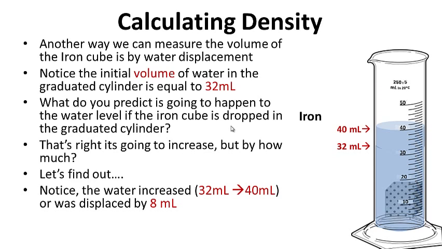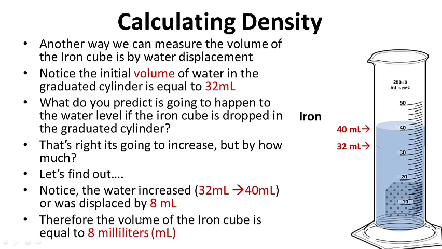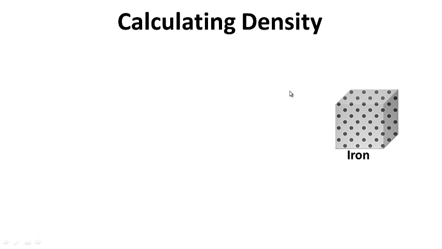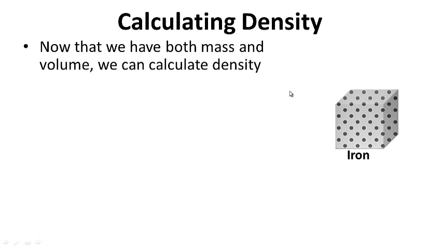Notice the water increased from 32 milliliters to 40 milliliters, which means the water was displaced by 8 milliliters and the volume of the iron cube is 8 milliliters. So the volume of the iron cube is equal to 8 milliliters. Now that we have both mass and volume, we can calculate density.